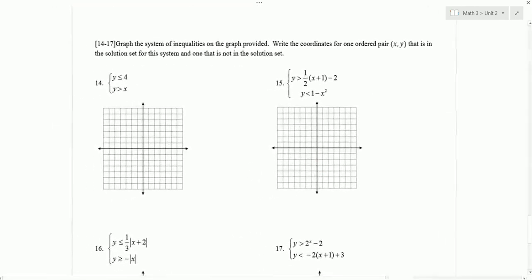Moving on to 14. 14 through 17, we're to graph the system of inequalities on the graph provided. Write the coordinates for one ordered pair that is in the solution set for the system and one that is not in the solution set. Okay.